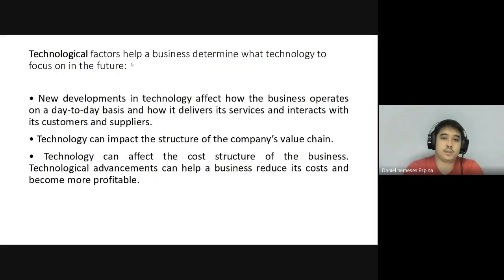Technological factors help a business determine what technology to focus on in the future. New developments in technology affect how the business operates on a day-to-day basis and how it delivers its services and interacts with its customers and suppliers.